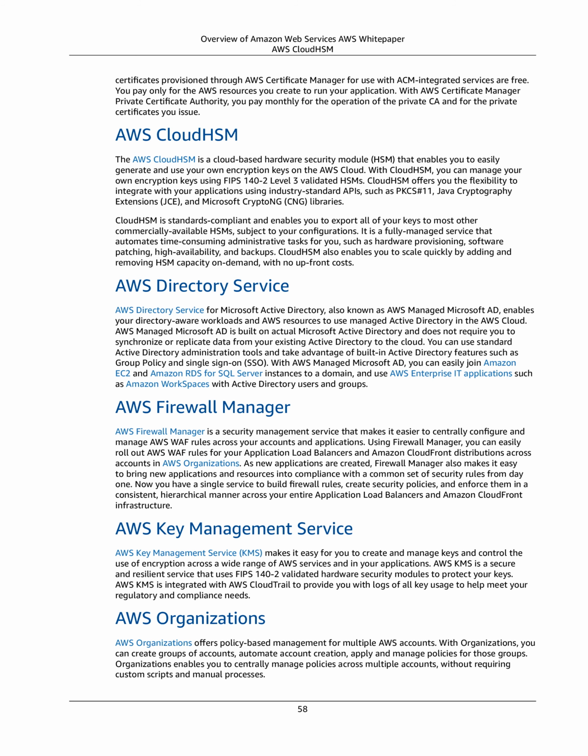You can use standard Active Directory administration tools and take advantage of built-in Active Directory features such as group policy and single sign-on, SSO. With AWS Managed Microsoft AD, you can easily join Amazon EC2 and Amazon RDS for SQL Server instances to a domain, and use AWS Enterprise IT applications such as Amazon WorkSpaces with Active Directory users and groups.